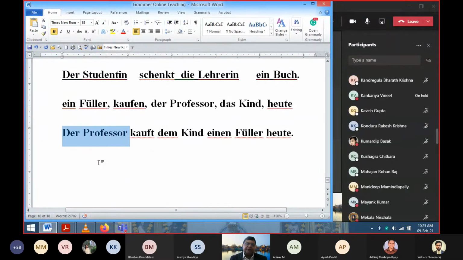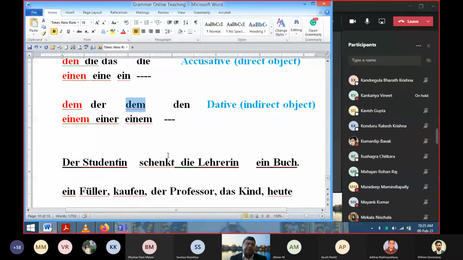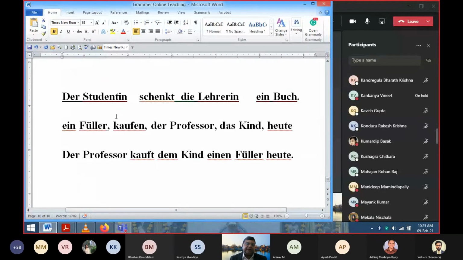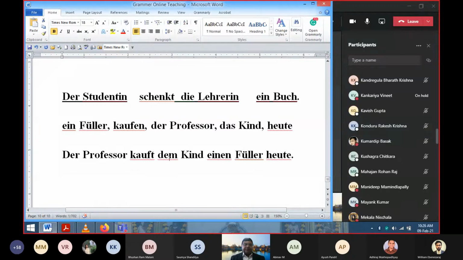So der Professor kauft. Now das Kind, it's a das neuter gender. So here in dative, it has to be the indirect object. To the child means dative. So it's a neuter, and neuter is dem. So it becomes dem Kind. Füller, as I said, is a masculine noun, and in accusative a masculine noun changes from ein into einen. So einen Füller. Heute means today. So der Professor kauft dem Kind einen Füller heute.